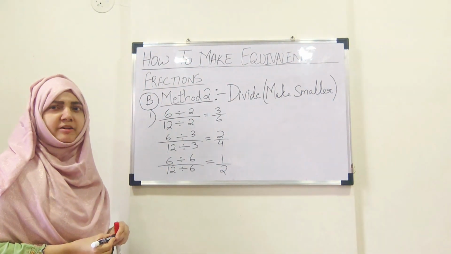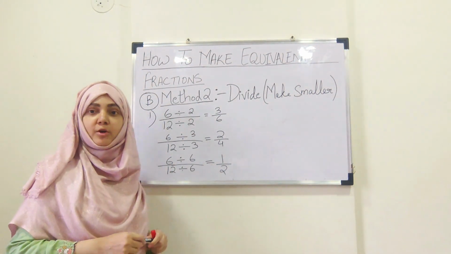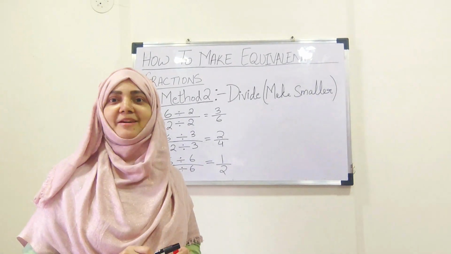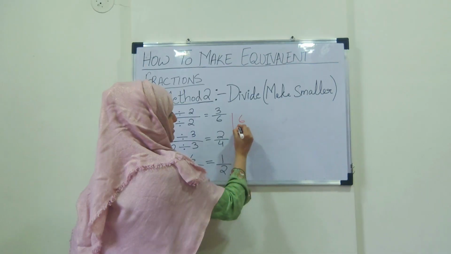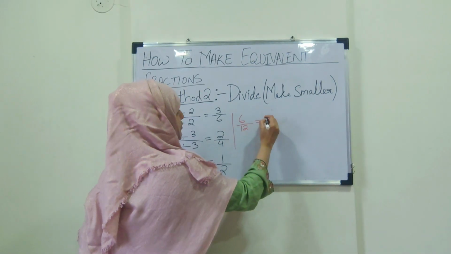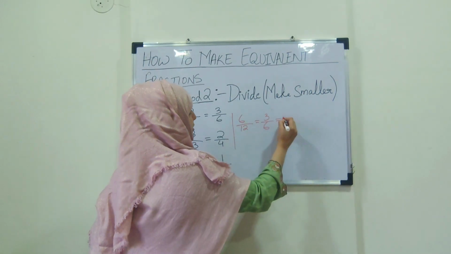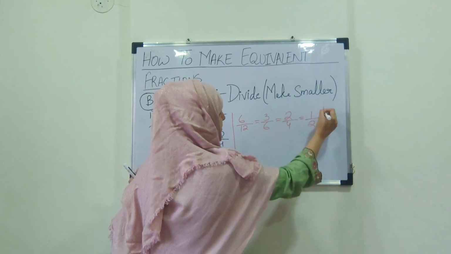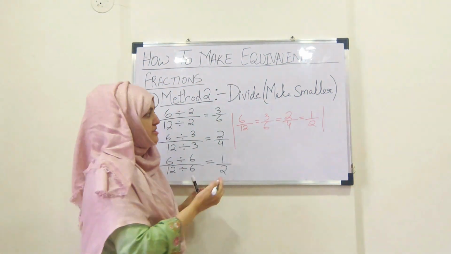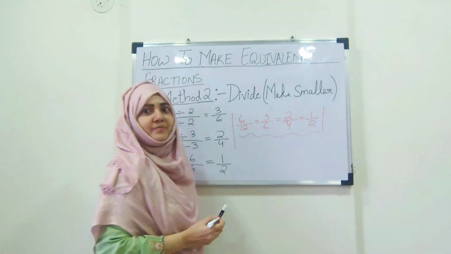Now why we are not dividing 6 by 12 by 4? Because 6 is not divisible by 4. So now we can say that fractions 6 by 12 equals to fraction 3 by 6 equals to fraction 2 by 4 equals to fraction 1 by 2. So here all 4 fractions have the same value.